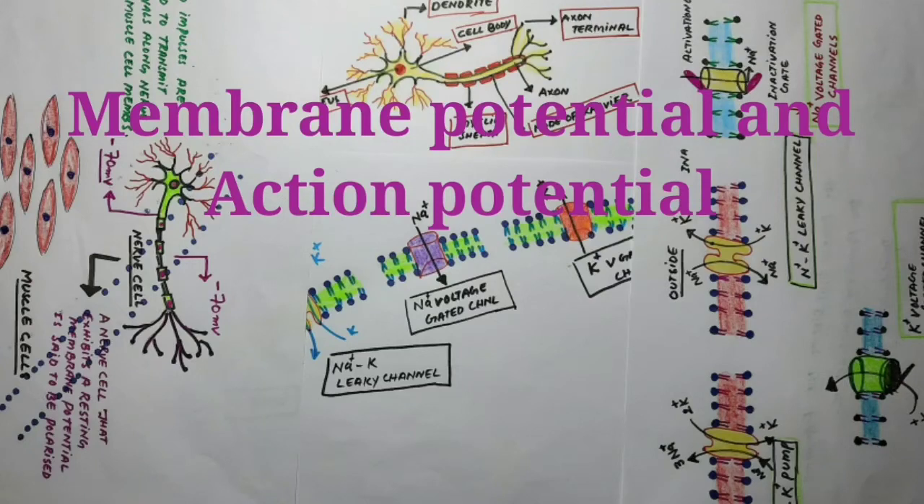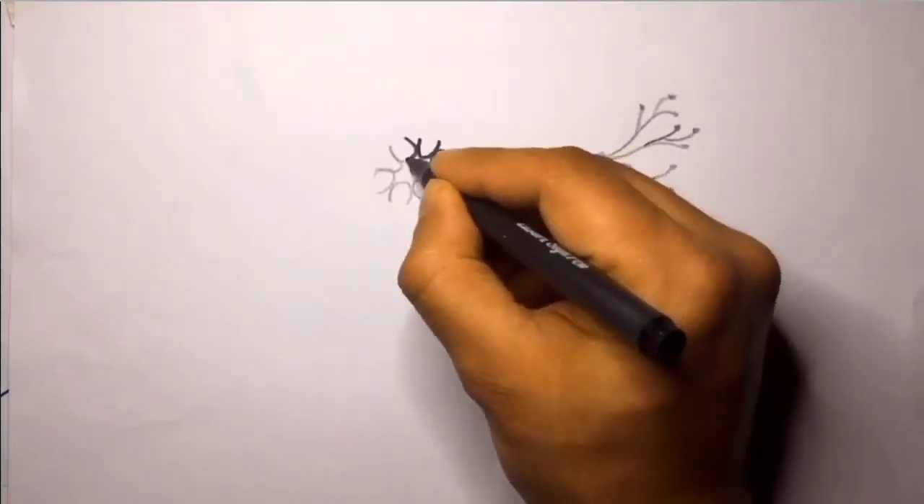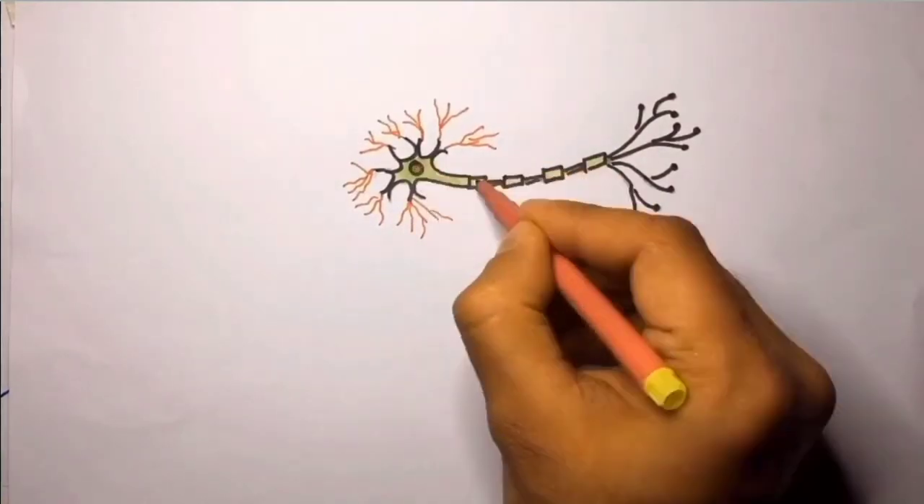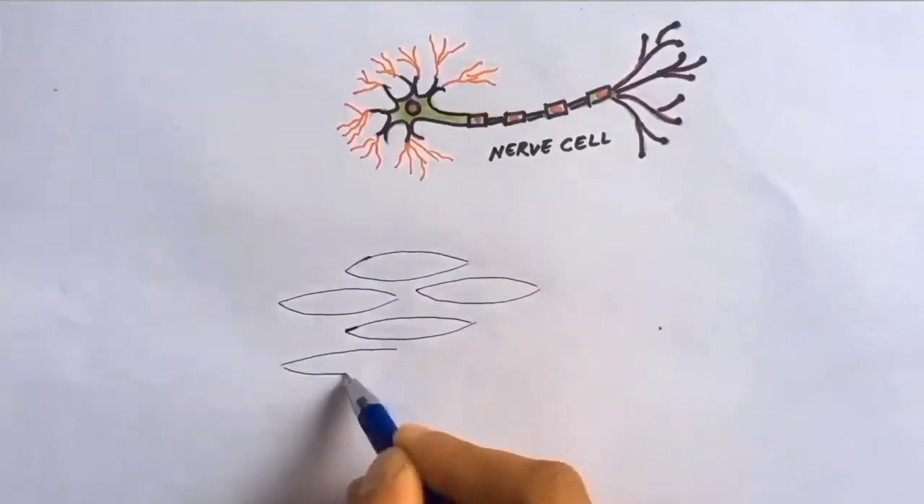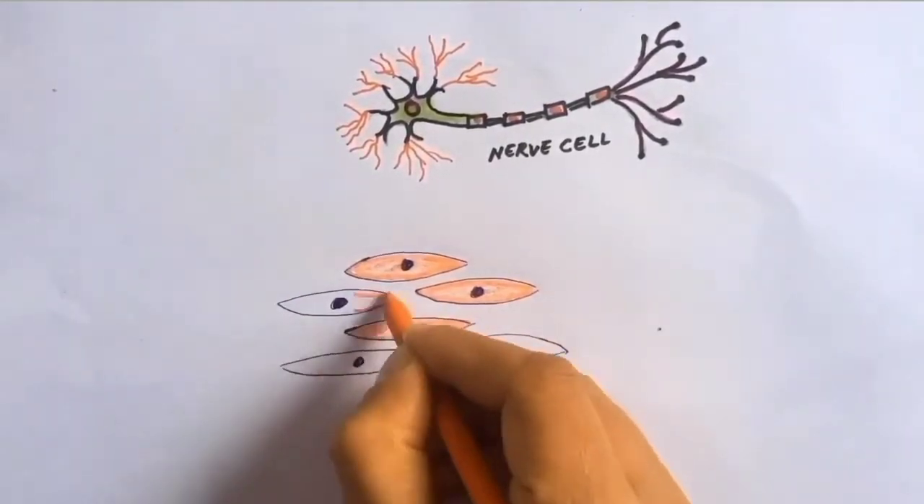Today we are going to discuss the membrane potential and action potential. Here, shown in the diagram, is the structure of a typical neuron and muscle cell. The neurons and the muscle cells are capable of generating rapidly changing electrochemical impulses at their membranes.